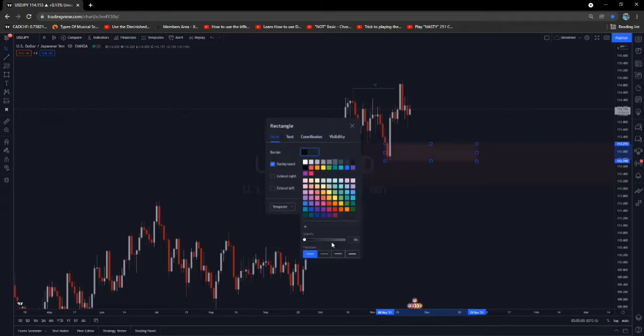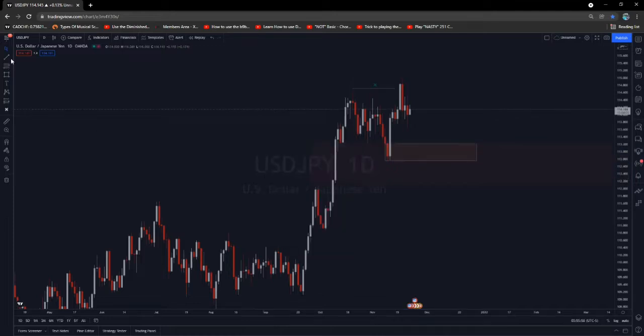Let me do this. So what could happen is the market can go into this area of demand, and then we can get a push to the upside. Now I'm only going to be looking at this. I'm going to do a manual entry. I'm not going to place a limit order here like I do with other pairs, or in other scenarios. Why?